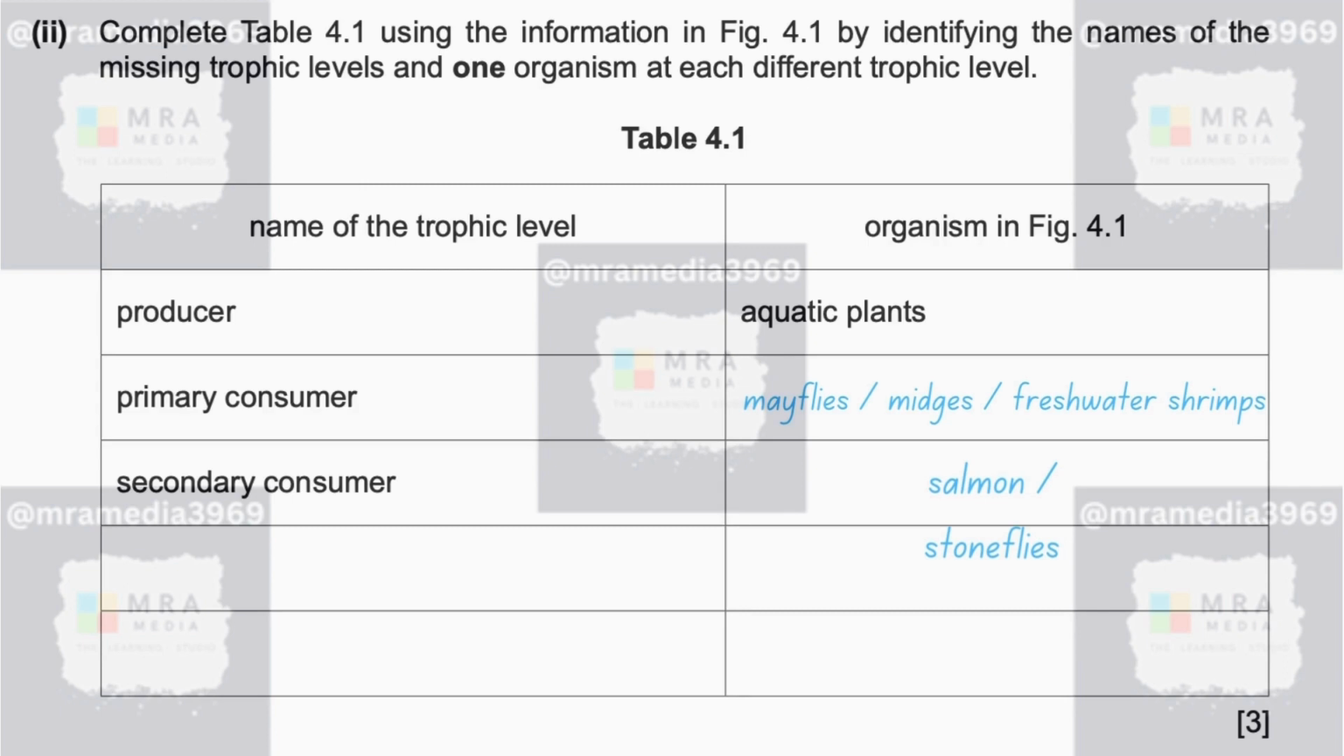The next row asks us the trophic level as well. So the trophic level that's higher than secondary consumer is tertiary, so we can write that here, tertiary consumer. This will be salmon. And lastly, the highest trophic level is quaternary consumer. And we can see from the food web that we drew previously it is the heron.